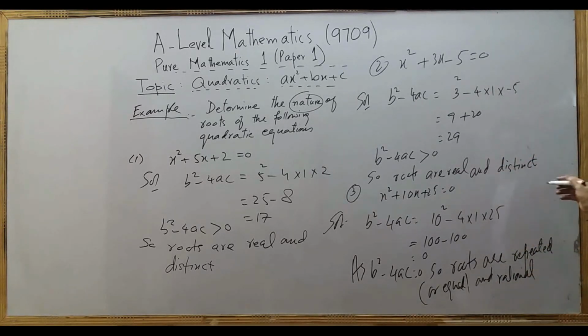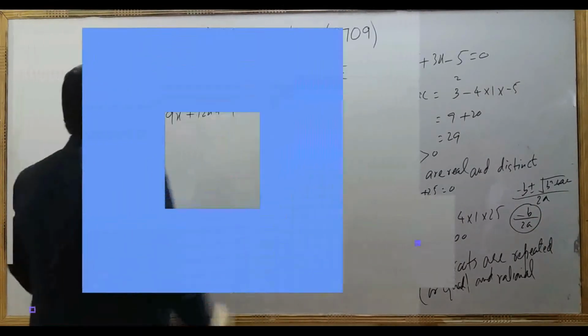So if you apply the quadratic formula, minus b plus minus, understand this, square root of b square minus 4ac, over 2a. Now when b square minus 4ac is 0, you have minus b over 2a. This will be the value of the solution as well. You will apply this idea in past paper questions.